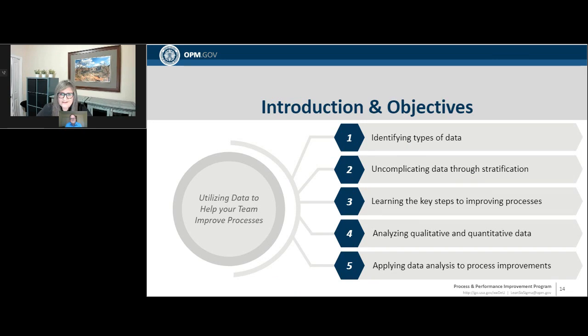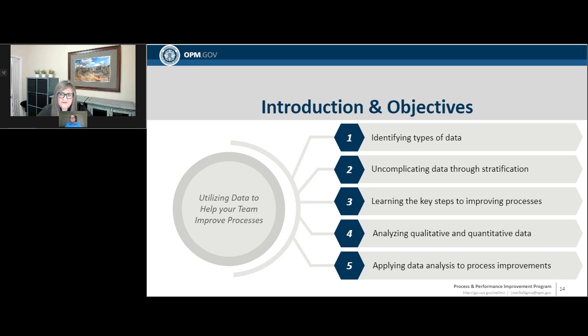So with that, we'll get started with the objectives for today. We're going to move through a few areas, and one is really identifying types of data. So taking a look at the types of data that may be available or that we may want to focus on collecting in the future. Then moving into how we can start unpacking and uncomplicating that data. We can use a tool such as stratification, often referred to as slicing the data.